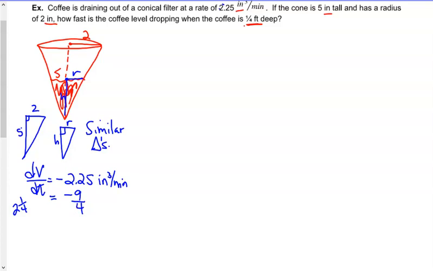Okay. Now, what are we looking for? How fast is the coffee level dropping? Here's where my coffee level is. So I'm looking at what is dH over dt. That's what's in question when we are at 1/4 feet deep. So when h equals 1/4 feet, which is how many inches? Well, if we multiply that by 12, we get 3. And that's how many inches it is, okay? So again, make sure that your units match.